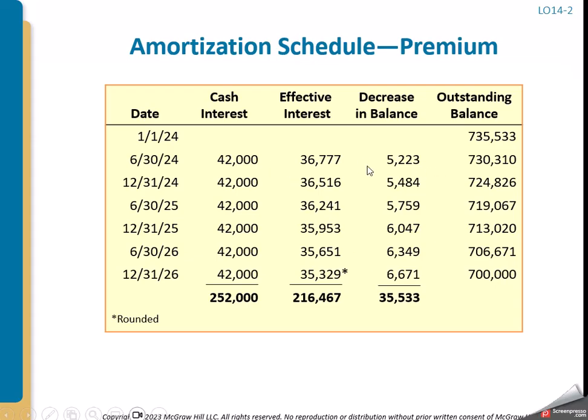So here's the amortization of that premium. Same thing though, we're taking now the 10% a year, 5% a semi-annual period, and we're amortizing that out of the premium, so that when we get to the end of the bonds, we still only owe the 700,000.